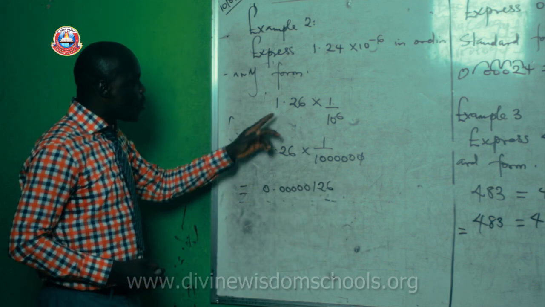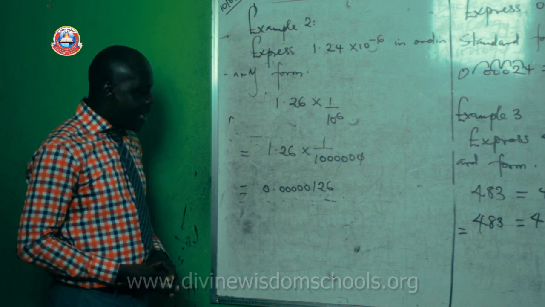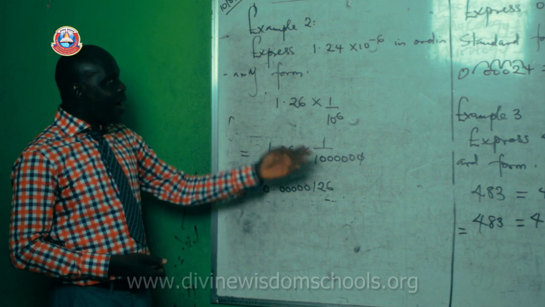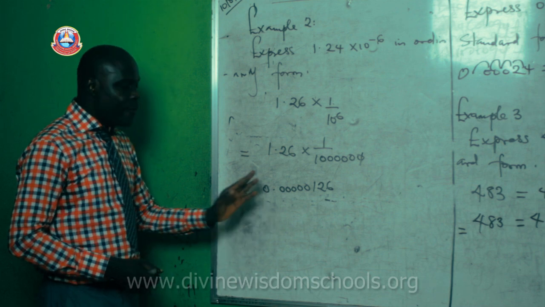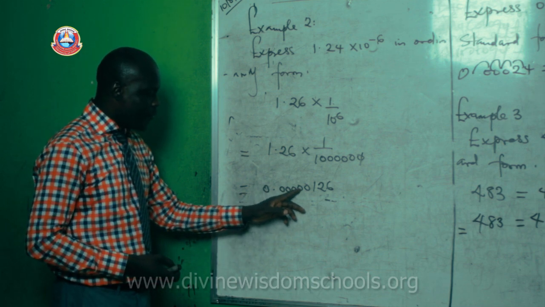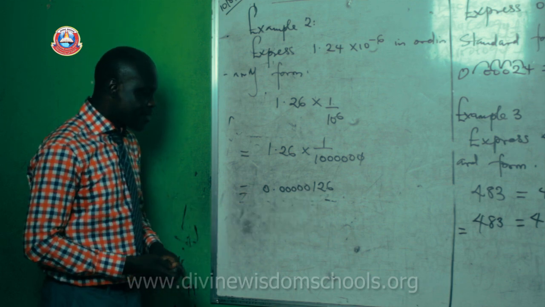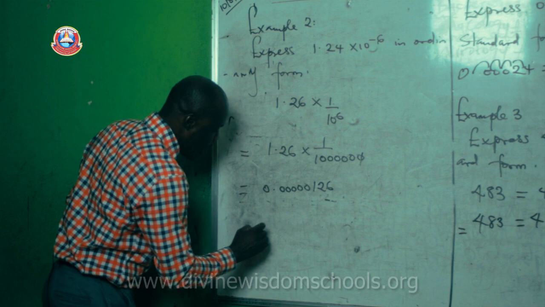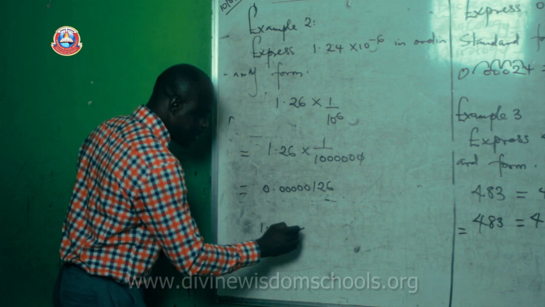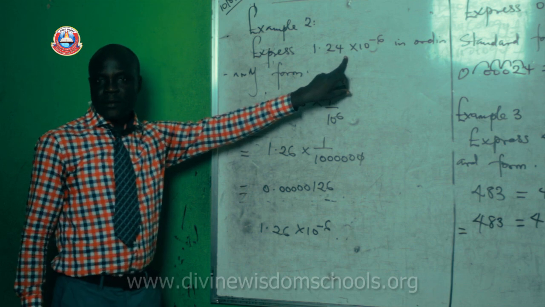With this, it has now been expressed in ordinary form. If you want to confirm that, you can express it back to standard form. It's simply by moving your decimal point from the left to the right: 1, 2, 3, 4, 5, 6. Which is now a number between 1 and 10, which is supposed to be 1.26 if you check, times 10 raised to power minus what? 6. This is the answer here.